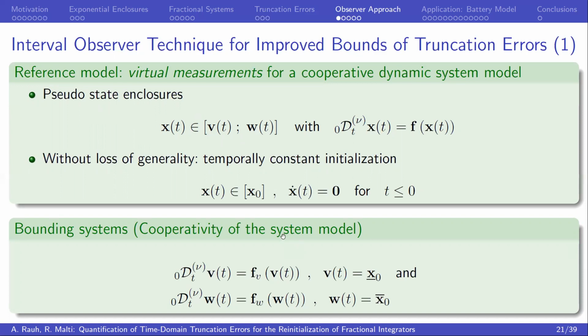We have corresponding bounding systems, and if we assume that the initial condition was specified at the point of time t equal to 0 and that it was temporarily constant for the complete past, the corresponding lower bound x0 underlined and the upper bound x0 overlined will be the initial conditions here, v at t equal to 0 and w at t equal to 0.